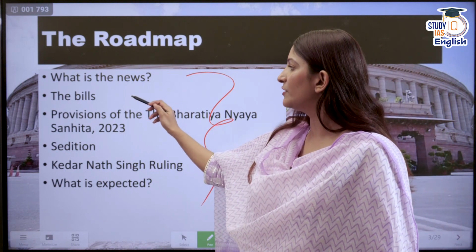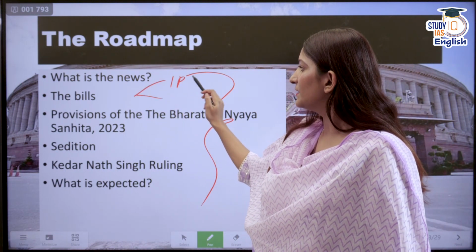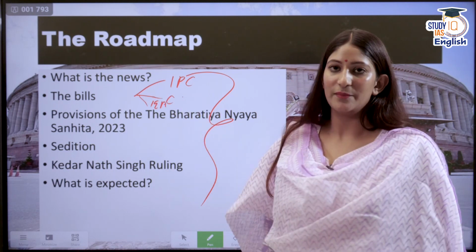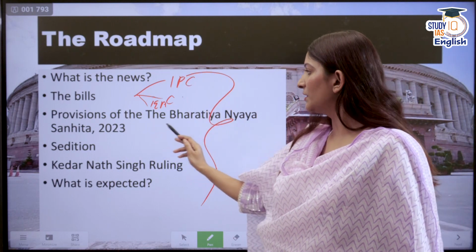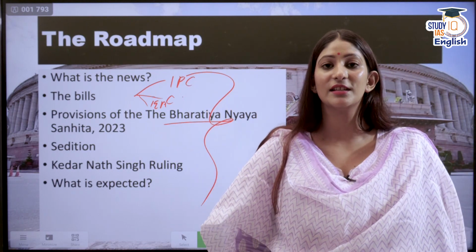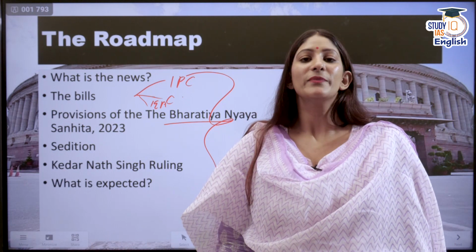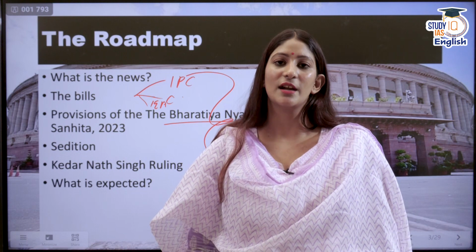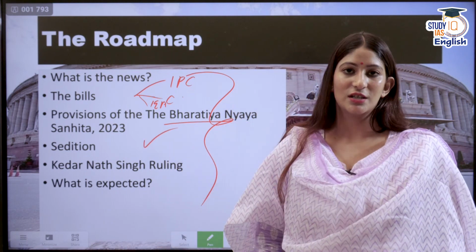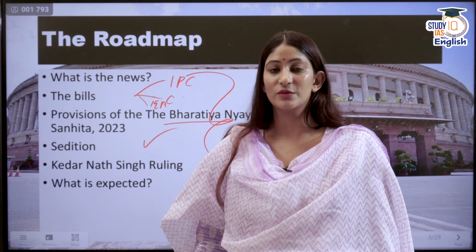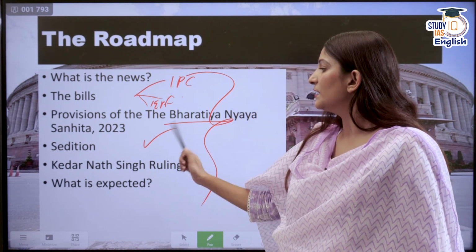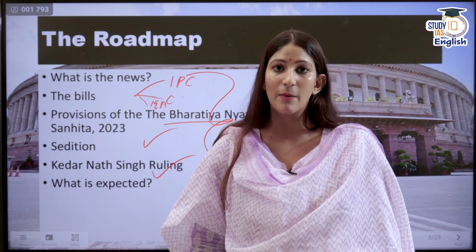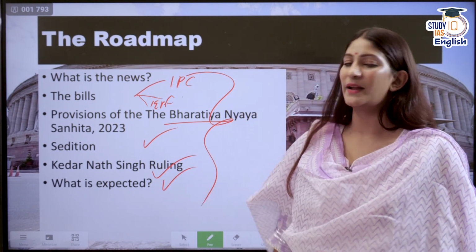These are the various things that we have to cover step by step. The bills that have been introduced to replace the IPC, the CrPC and the Indian Evidence Act, namely. But the major focus will be on the Bharatiya Nyaya Sanhita, that is replacing the Indian Penal Code that has guided our criminal justice system since a really long time. Then we will talk about sedition, the current law, and compare it to the other law that has been brought out. The Kedarnath Singh ruling: what did this particular landmark case say about sedition and what is expected of it.